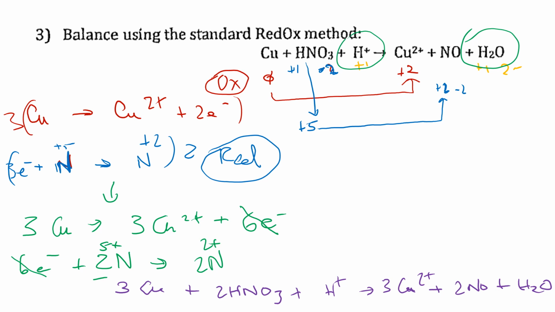So I have 6 O's on the left side. On the right side, I have 2 from the NO, then I have 1 from the H2O. If I put a 4 on my H2O, I'm going to have 6 O's on both sides. Now I got to fix my H at the front. So I'm going to put a 6 in front of the H plus, so now I have 8 H's on both sides. And that's how you balance this using the redox method.